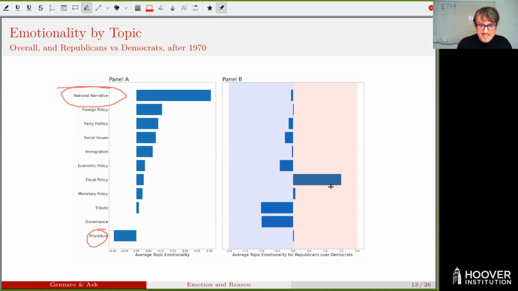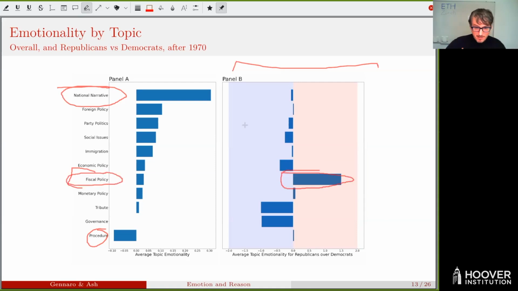The other thing that I thought was interesting is the difference between the political parties in emotionality. If we compare the topics by the political parties, Republicans are most emotive in fiscal policy when they're talking about taxes. I love this as a public finance economist, that Republicans, who are trying to protect an unequal distribution of income, use all these emotional appeals and emotional arguments to defend low taxes. Democrats use more emotion on social issues, which I think makes sense, but also for workers, for tribute to other congressmen, and about governance.